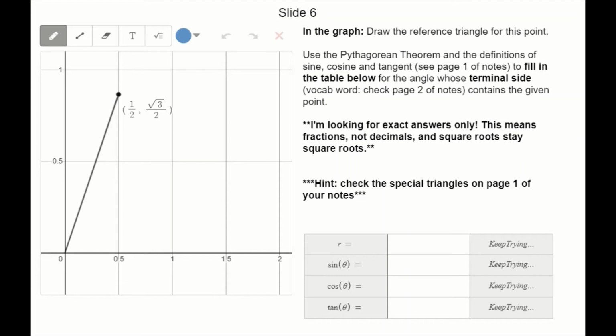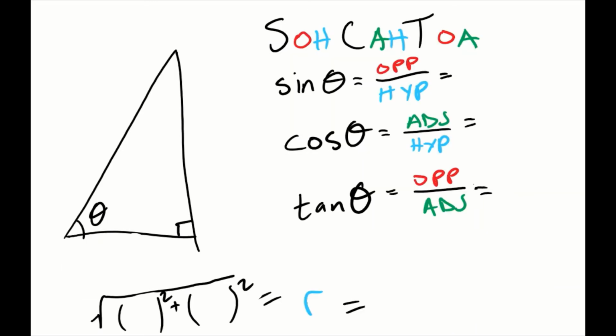All right, slide 6. We're going to do this with 1/2 and root 3 over 2 now. So first thing we want to do is snap a line from there to the x-axis. So we've got our triangle now. And then this is going to be our angle, the one that's sitting at the origin. And then let's go label our triangle. So this was root 3 over 2. And this one was 1/2.